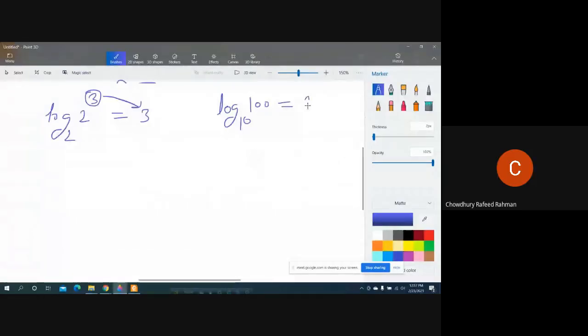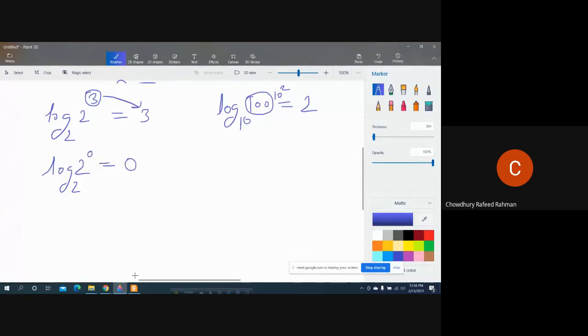2, right. Why? Because this 100 is 10 to the power 2, 10 squared. Okay. So now let me ask you one last question. Log 2 base 1. What is the value of this? So 0. 2 to the power 0 equals 1. Exactly. Log 2 base 1 equals 0, because 2 to the power 0 equals 1.